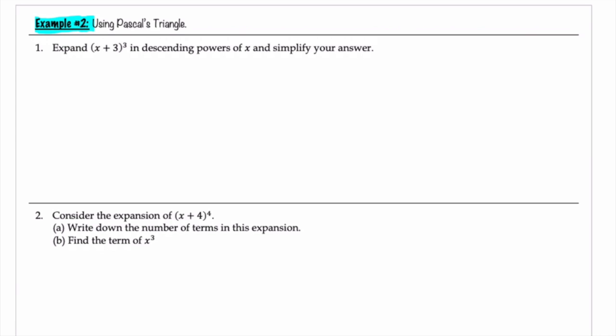So let's set up for number 1. It says expand x plus 3 raised to the third power in descending powers of x and simplify your answer. So yes, I can do distribution here, but I am going to practice using the Pascal's triangle. So I'm going to start off by setting my triangle up. So I have 1, 1, and 1. From there, I'm going to start with my 1, add my inner pieces to get my next bunch. So start with the outside 1, add, and we end up at 1.